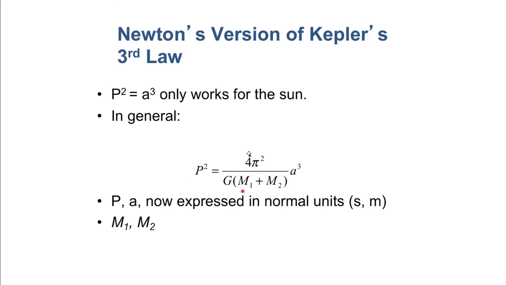So in the case of the moon orbiting the Earth, it's the sum of the mass of the Earth and the moon. In the case of a moon orbiting Saturn, it's the sum of the mass of the moon and Saturn. Now, since G comes in units of meters, seconds and kilograms, and these masses come in kilograms, P and a have to take their units from these. So this is no longer an equation where you plug in years and get out astronomical units. This is now an equation that takes its units from whatever units you plug in for G, m1 and m2, which are typically going to be seconds and meters in the case of P and a.